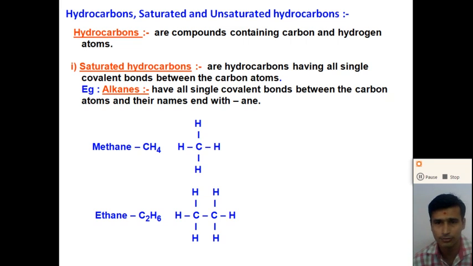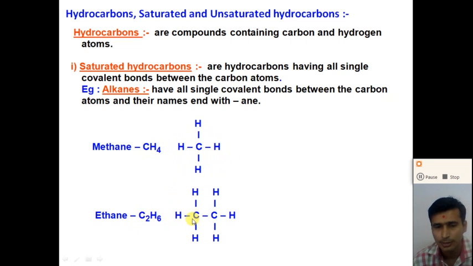To understand this, what do we mean by saturated hydrocarbons? So how many saturated hydrocarbons are formed? But you have to end the name with "ane", like methane. The second one is ethane, right? So if a single carbon is there, the name is methane. A single carbon makes single covalent bonds with 4 hydrogen atoms.